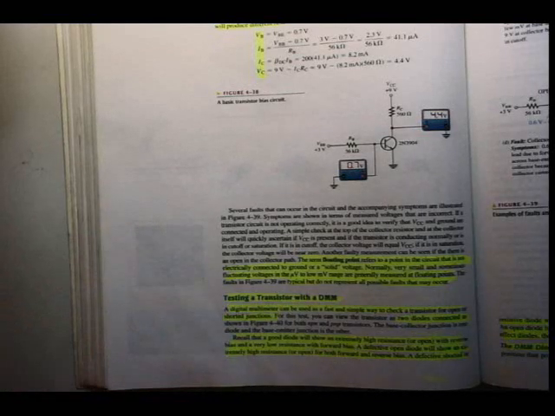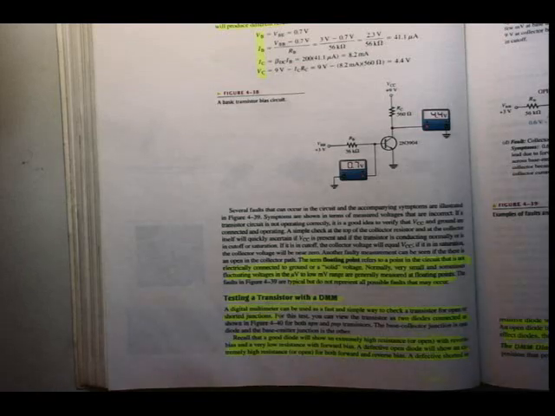So let's have a look at the faults quickly, and then we will discuss how to test a transistor with a digital multimeter.